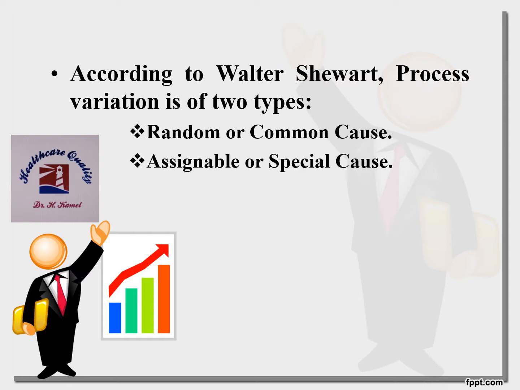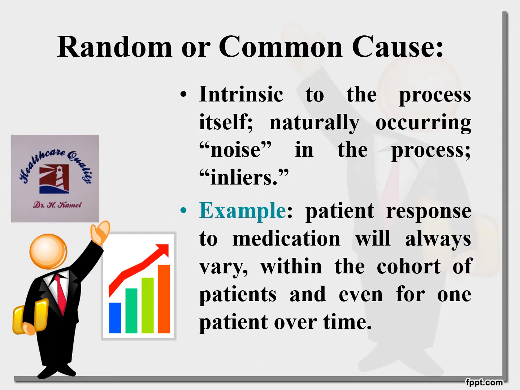According to Walter Shewhart, process variation is of two types: random or common cause, and assignable or special cause. Random or common cause is intrinsic to the process itself, naturally occurring noise in the process, also called inliers. For example, patient response to medication will always vary within the cohort of patients and even for one patient over time.